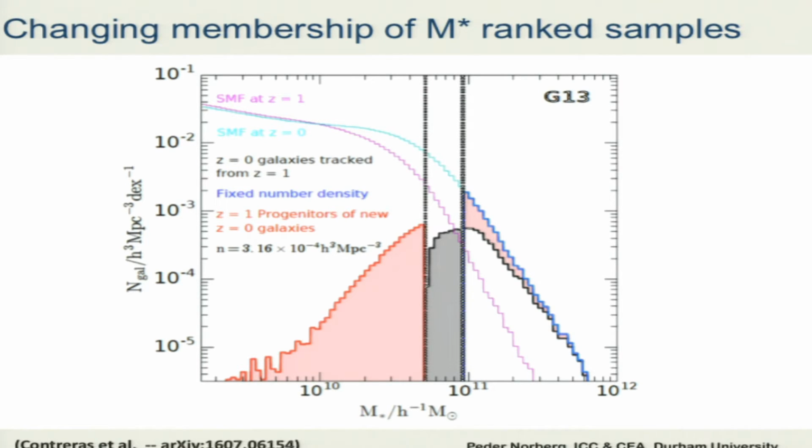Now, a small digression. We have these HOD parameters, we have roughly how they evolve, and we are kind of happy with that. I'm just going to make a small digression on the changing membership of stellar mass ranked samples, and it depends on how you think about these problems. Assume you have your stellar mass function at redshift 1, which is the magenta line here. You select a sample of objects, the black histogram, and now the black histogram is here.